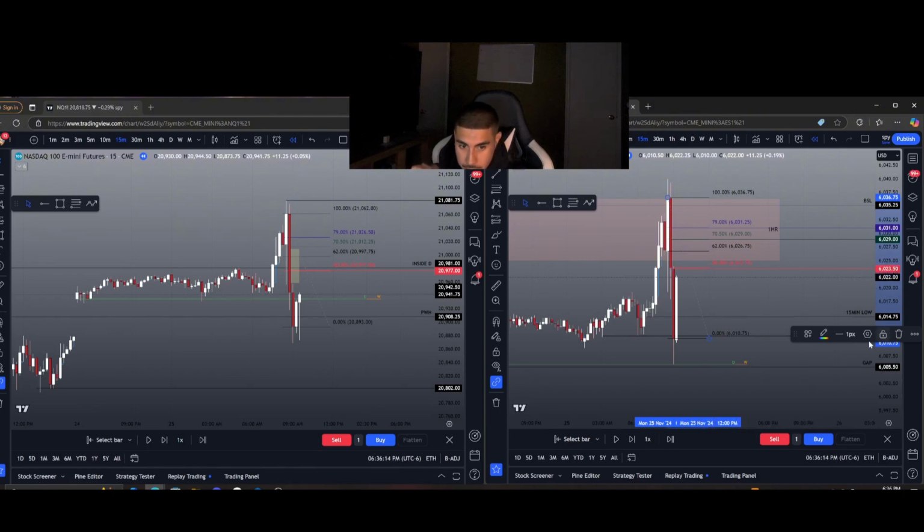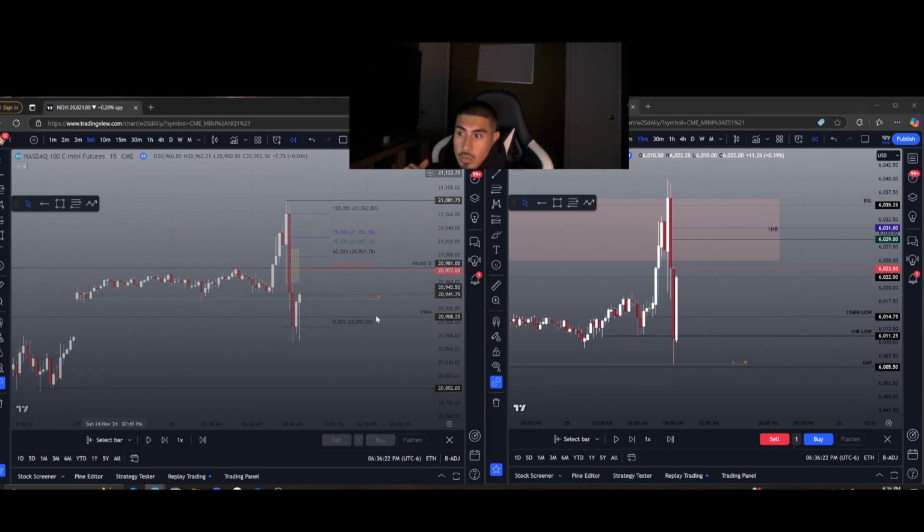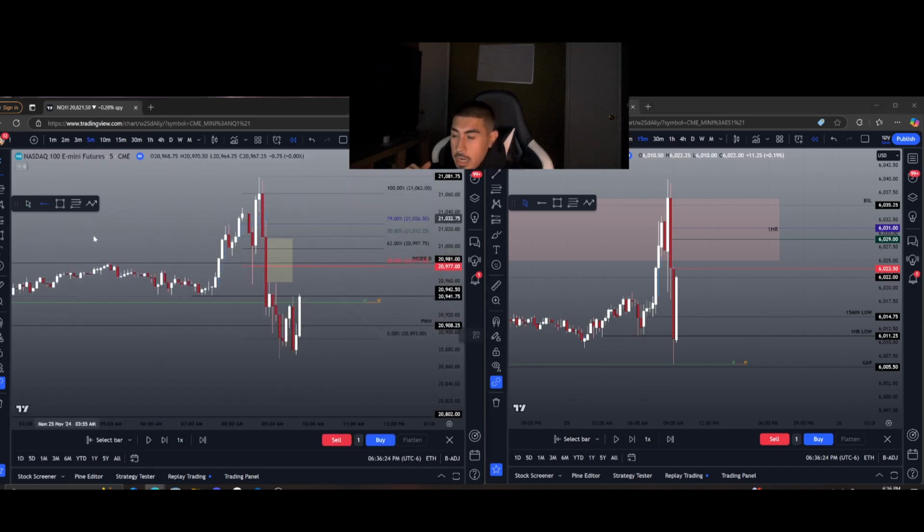So let me remove it. So if I know the 50% for ES is here, and I know there's an imbalance here, and I know this is a daily open, and now I know this is a 5-minute high that caused it to break below the low here, the lower low here, then I know we shouldn't shift above this high here.